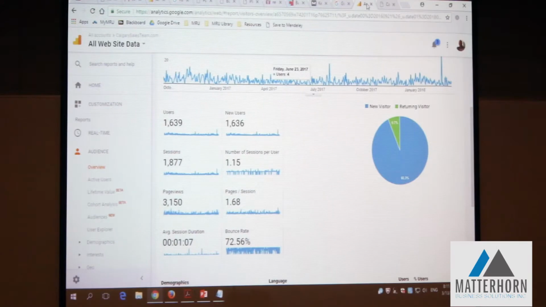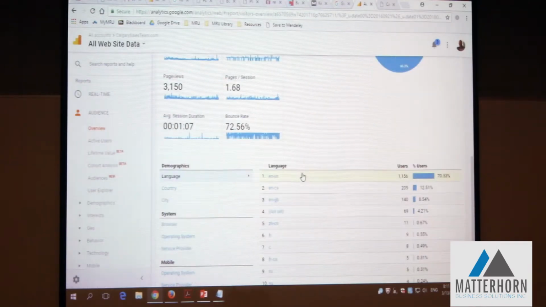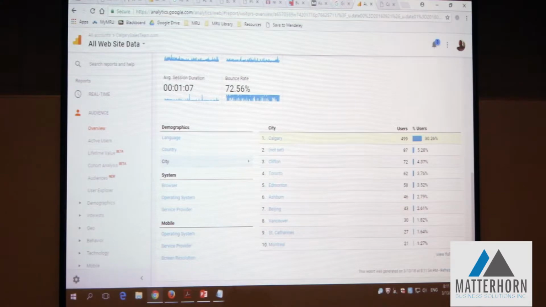So back to Google Analytics. Some important things to look at are demographics such as city. Where do most people come from on my website? So Calgary is the most common with 30%. Not set, then Toronto, Edmonton, don't know, Beijing, Vancouver, St. Catharines, Montreal. So most of it is Canadian. Okay, you can do it by country too. It's kind of basically the same thing. 61% Canadian.